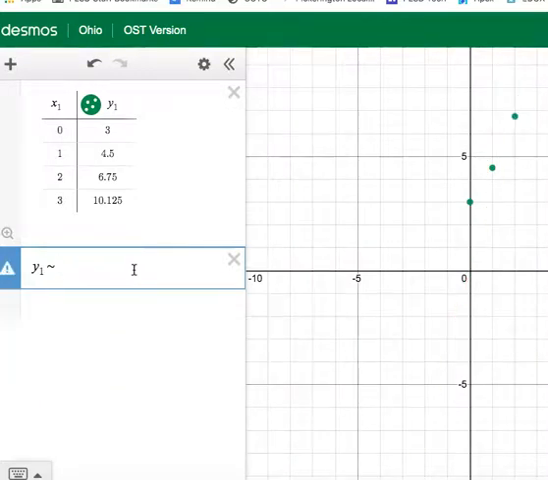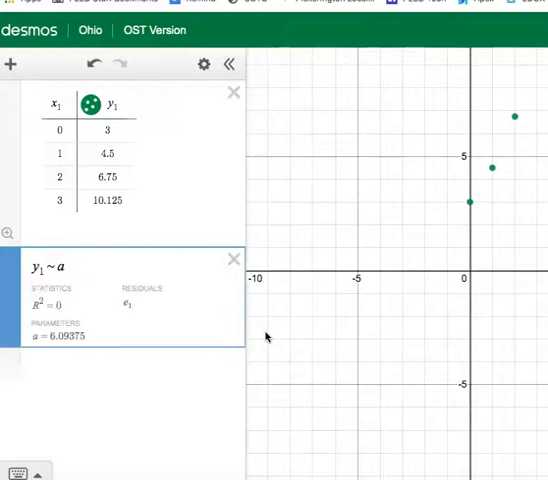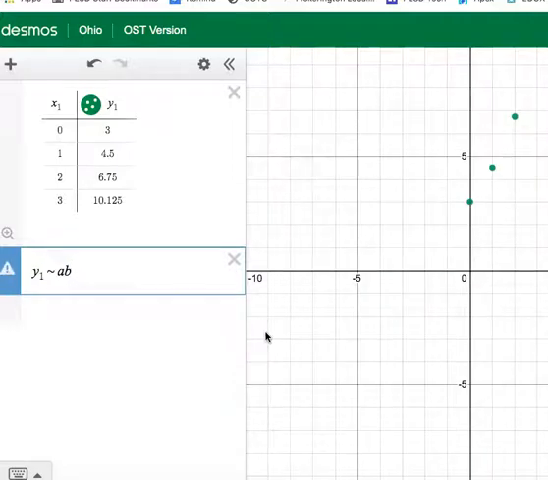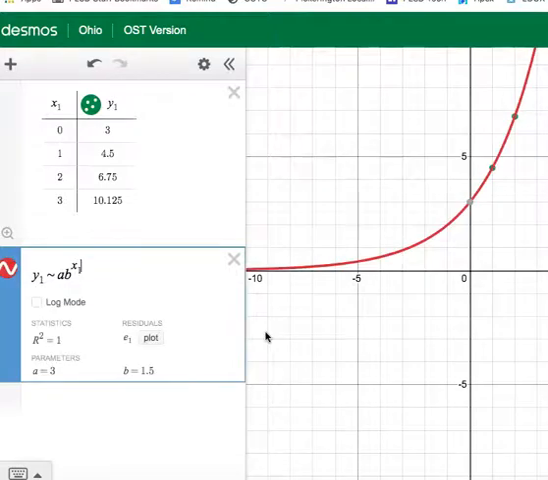So all we're going to do is go now to this and change it. So y1 tilde a, and then you don't have to type times because if you put b right next to it, it automatically does multiplication. Then you're going to need to click on the caret button, which is Shift 6, and then you'll type x1 up there.